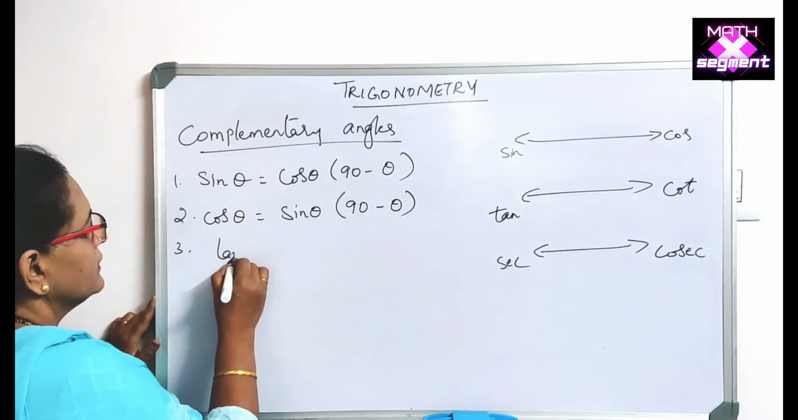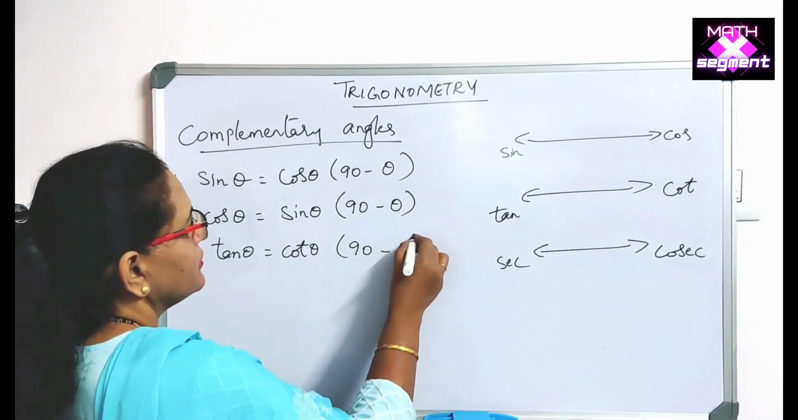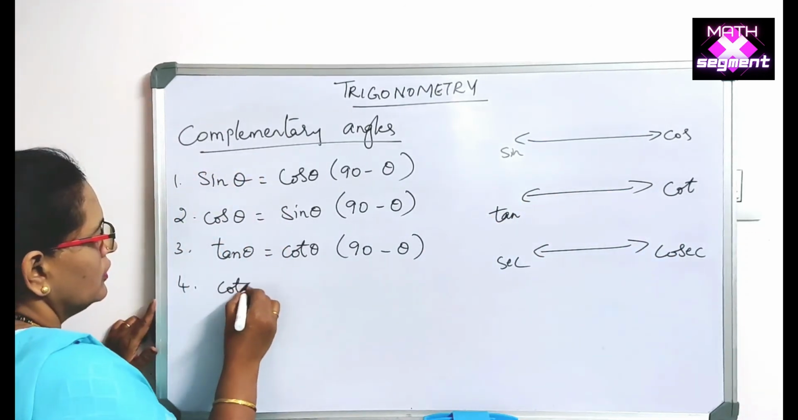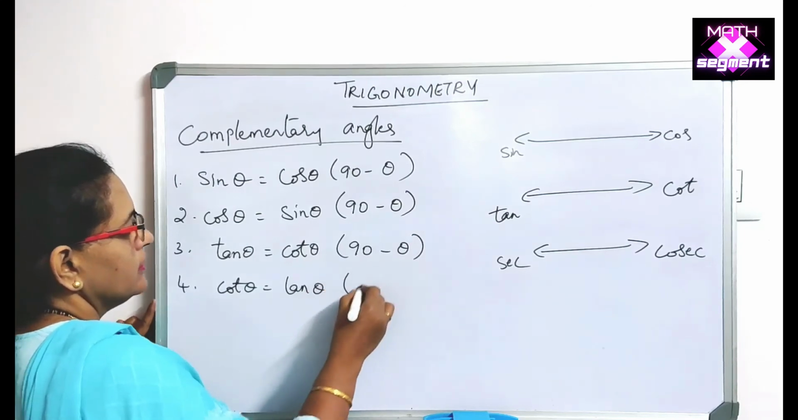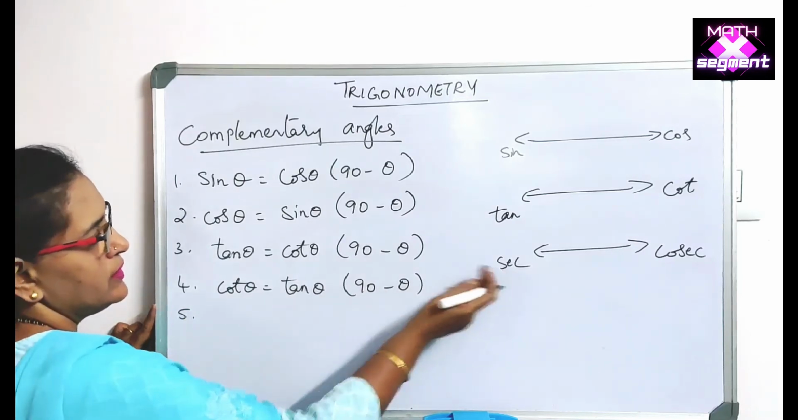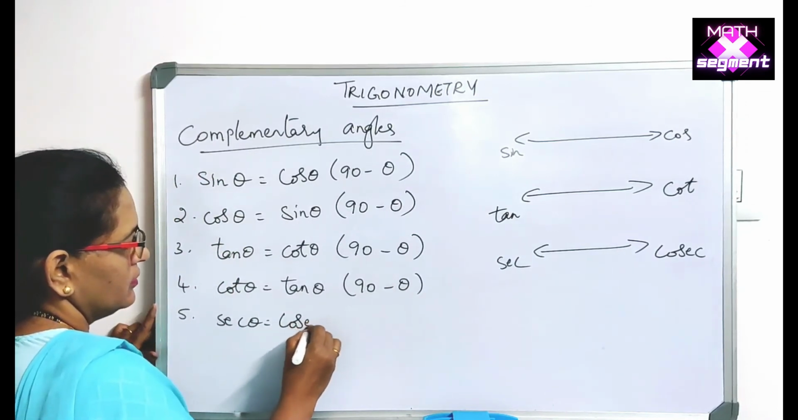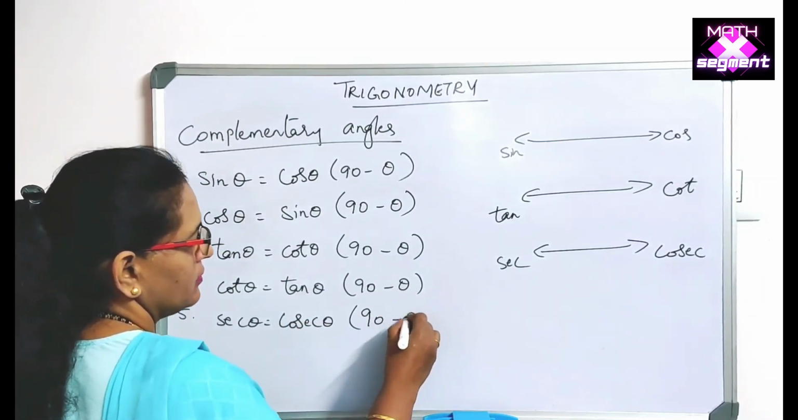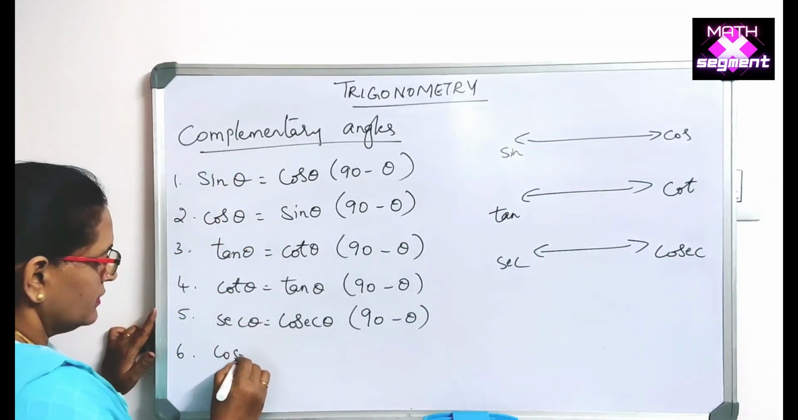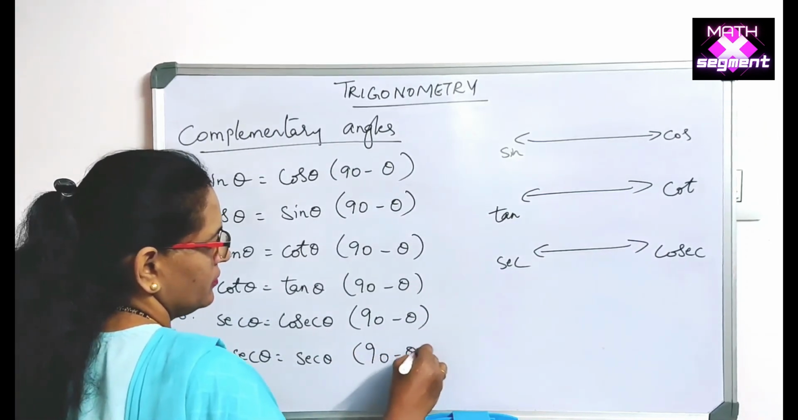Third one I can take tan theta is equal to cot of 90 minus theta. Then the fourth one I can take in reverse, that is cot theta. So cot theta is equal to tan of 90 minus theta. Then fifth one I can take secant theta. So secant theta is nothing but cosecant of 90 minus theta. The last is cosecant theta, which is equal to secant of 90 minus theta.